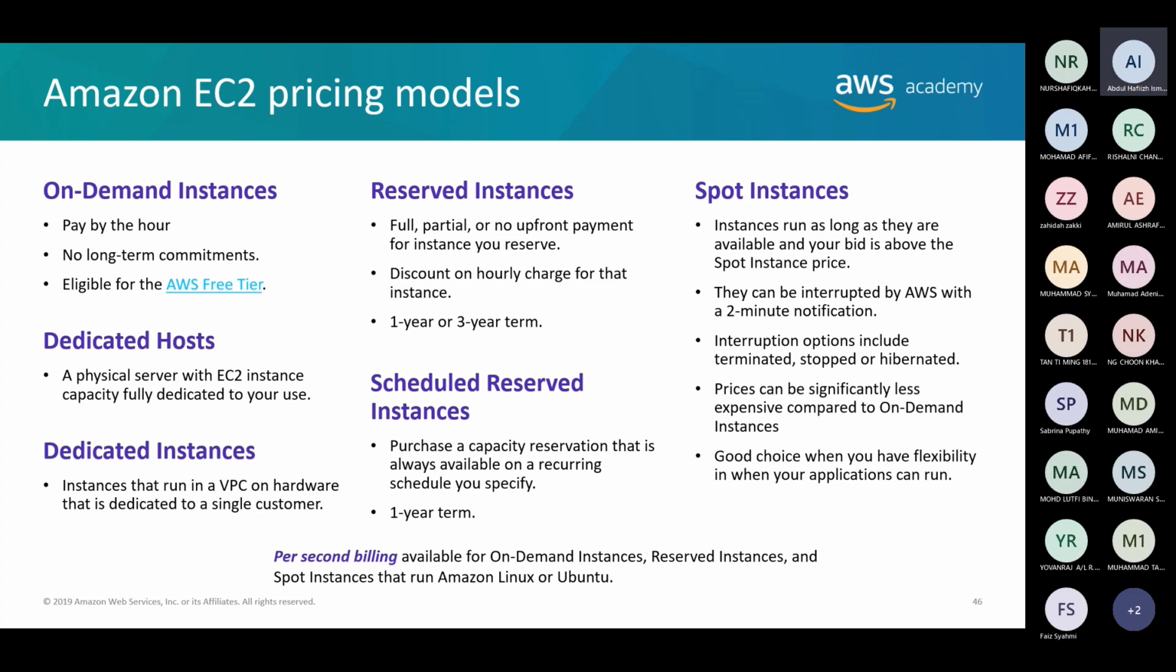Interruption option include terminated, stop or hibernated. So price can be significantly less expensive compared to on-demand instance. Good choice when you have flexibility in when your applications can run. Okay. So dan ni option yang kalau kamu ambil exam untuk AWS ni dia akan tanya benda-benda yang apa beza antara semua ni lah.